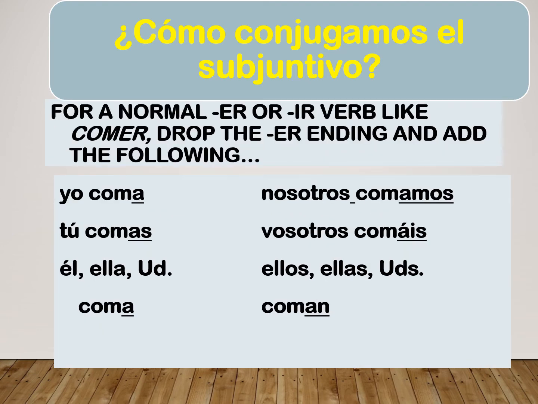All right, up next we've got ER and IR verbs. How do we conjugate those? Again, let's take a look at comer, a typical ER verb. Drop the ER, that gives us our root. And now we're going to add the typical AR verb endings, and that's going to form the subjunctive. Yo coma, tú comas, él usted coma, nosotros comamos, vosotros comáis, ellos ustedes coman.